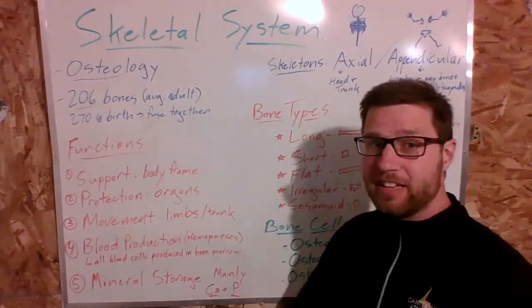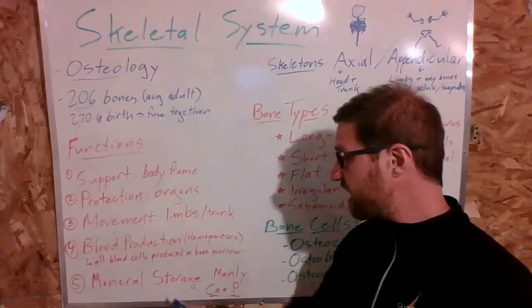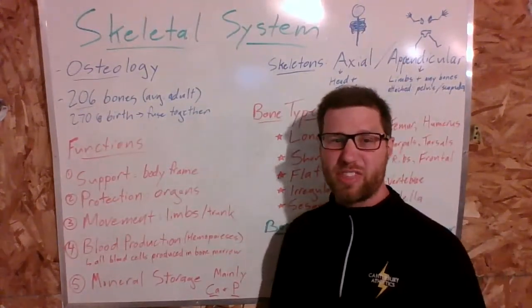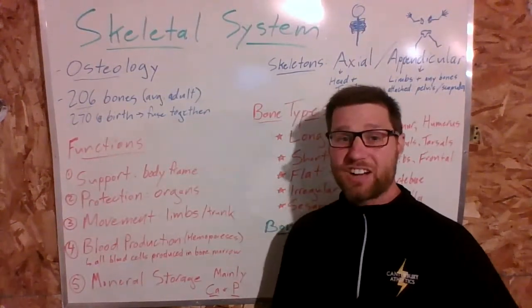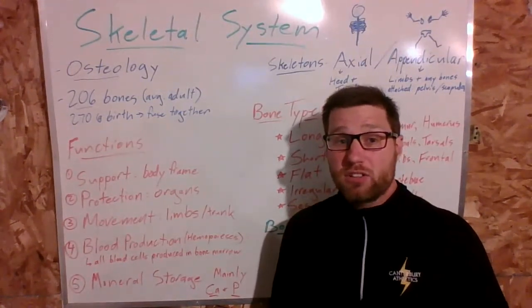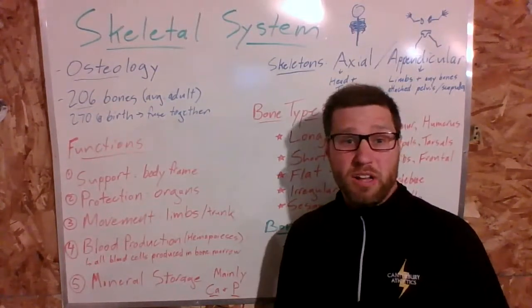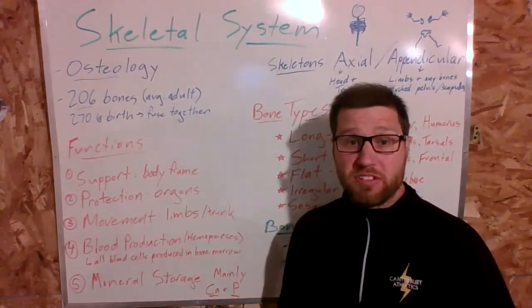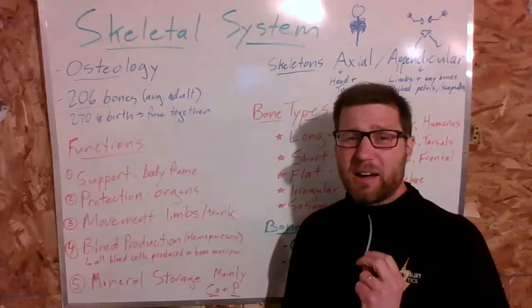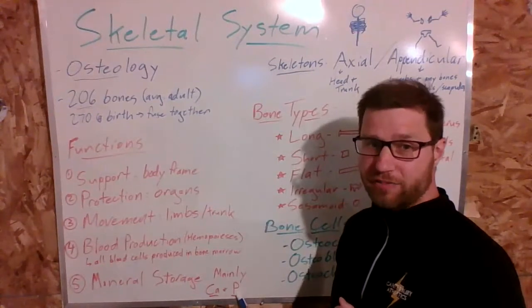Number 5 is mineral storage. Mineral storage is an important function of the bone that we don't really think about. It is actually a large deposit keeping a lot of the minerals that we need for other body processes stored in our bones. The 2 main minerals that are stored in our bones are calcium and phosphorus.